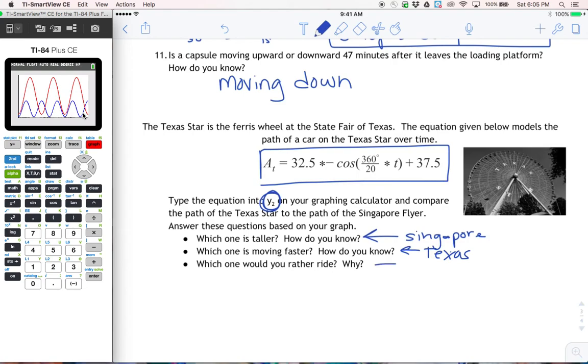Which one would you rather ride? Okay, this is totally your opinion. I would rather ride the Texas one because I don't want to sit on a wheel for 30 minutes. I don't want to sit on a wheel for any amount of time, actually. Okay, they kind of freak me out. And so I like that it's smaller and faster, but obviously that would be your opinion.